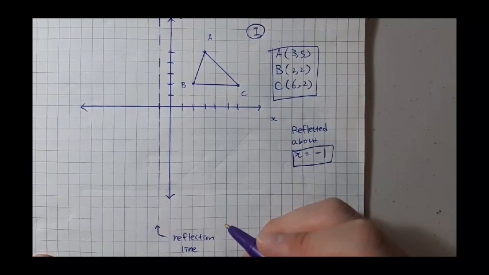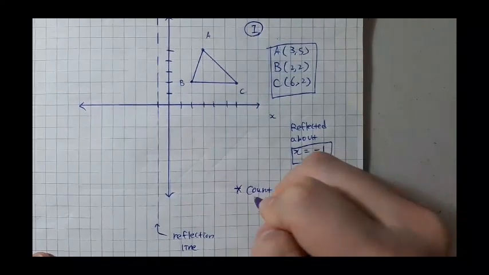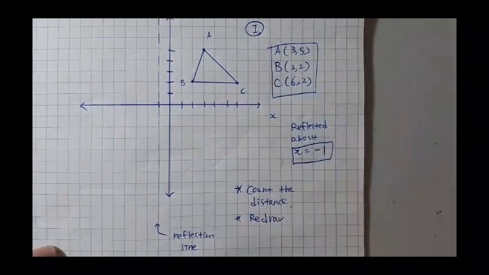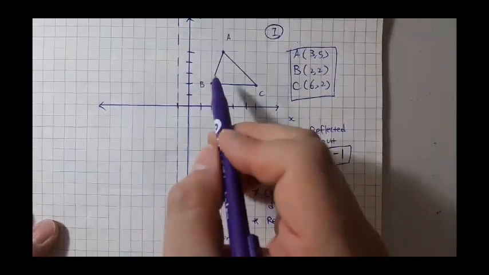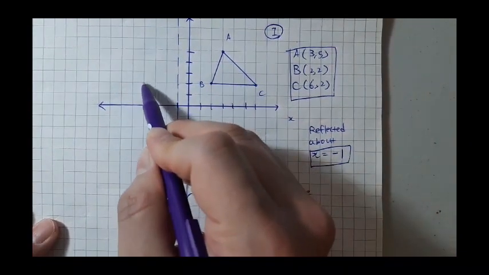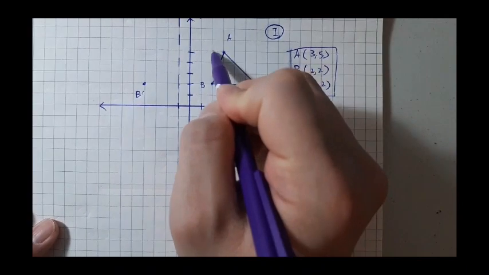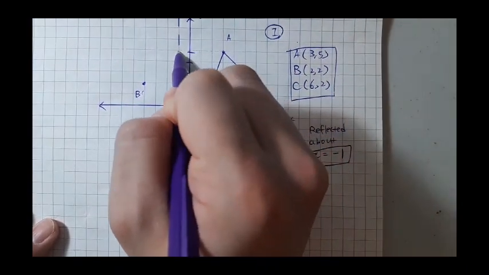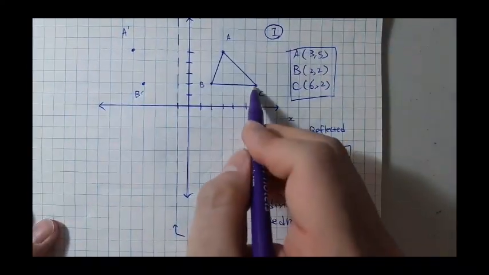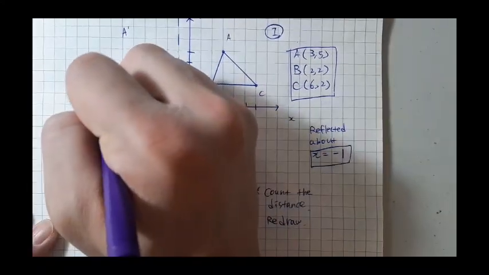It doesn't really matter. After that, what I need to do is count the distance and redraw, right? So what does that mean? That means I have 1, 2, 3 away from this. So the opposite way, 1, 2, 3. That's where my new image should be located, B prime. I have a 1, 2, 3, 4 distance away. So I need to go 1, 2, 3, 4 to the left in this case. C, same thing. 1, 2, 3, 4, 5, 6, 7. 1, 2, 3, 4, 5, 6, 7.